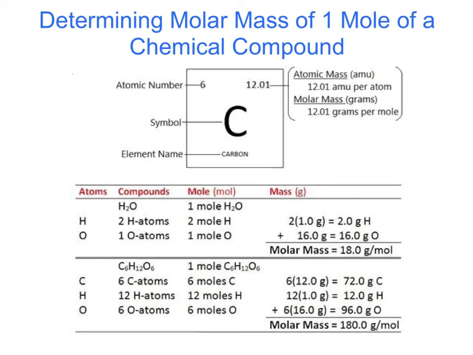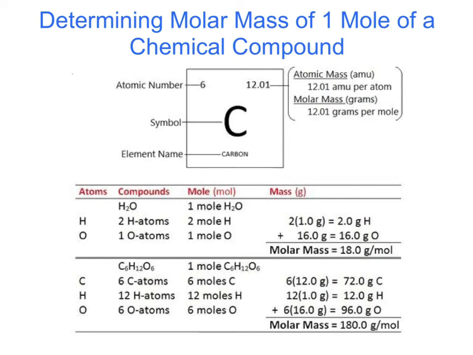compound. So that's what we've done over here. We've taken 1 gram per mole of hydrogen. There's 2 of them per mole of water, so we get 2 grams. There's only 1 mole of oxygen per mole of water, and we know that the molar mass of oxygen is 16, so we add that to put that here. And now the molar mass of water is equal to 18.0 grams per mole.